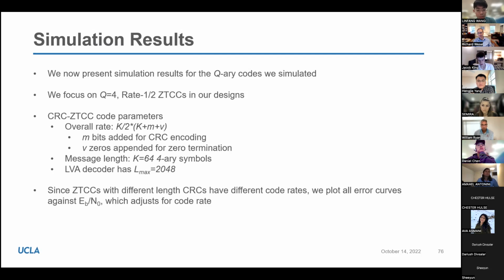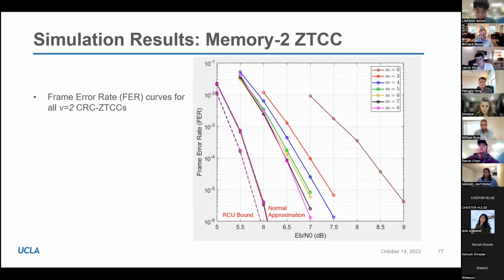And the other thing I'm a little bit curious about is in the simulation part, for different rates, the RCU bounds and the normal approximation bounds look overlapped. But I think the reason might be that you align everything using the AB over N node. But I don't know. Yeah, all of those curves are very slightly different, because every single different rate has a different bound.